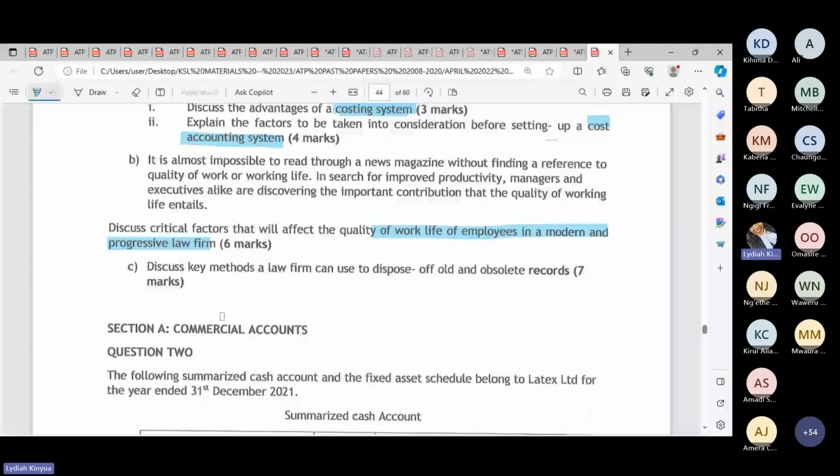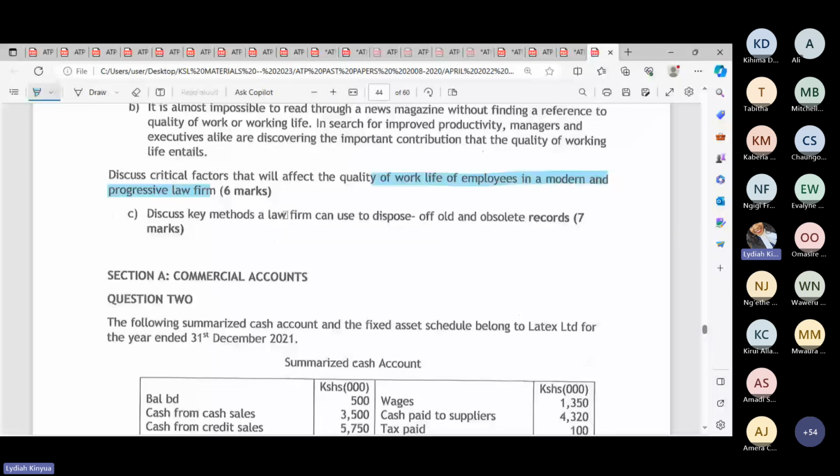Discuss the key methods a law firm can use to dispose of records. You start with electronic records. You remember degaussing. And then paper records, and then you discuss those points, all of them for paper records, and then you go to electronic records.